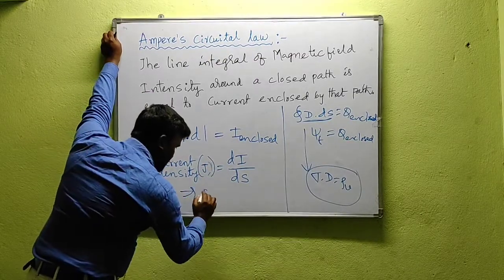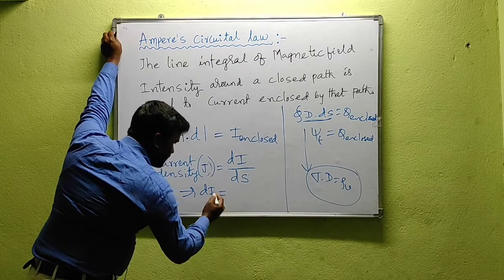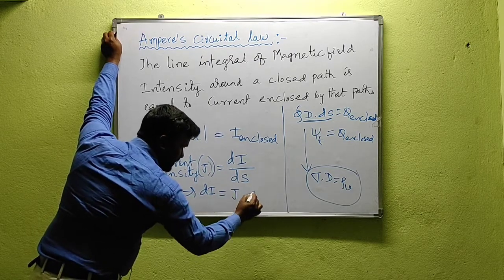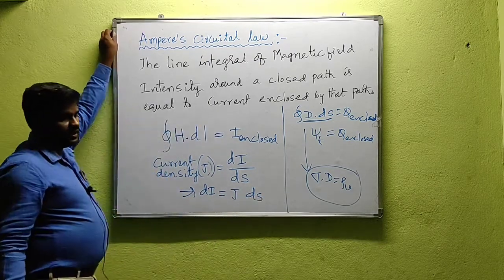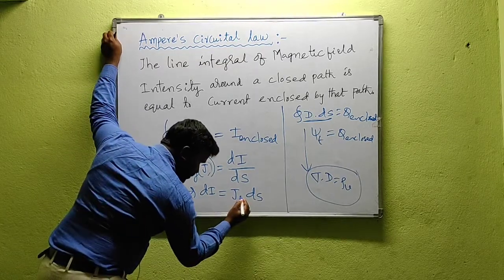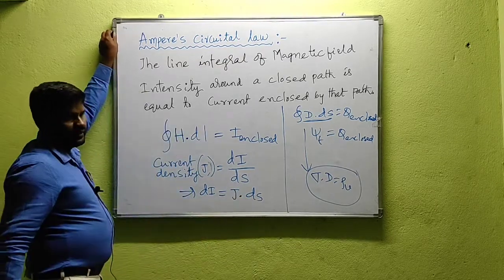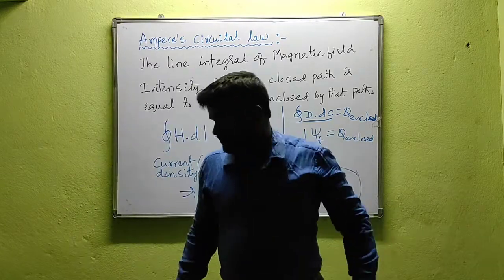From this we can write dI. Current is a scalar quantity, J is a vector quantity, and this differential surface area is also a vector quantity. So a scalar quantity can be written as the dot product of two vectors. Clear?